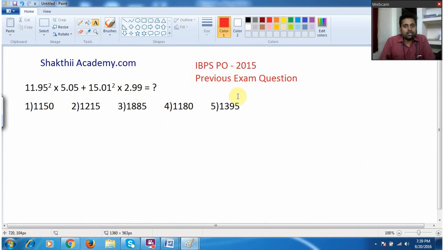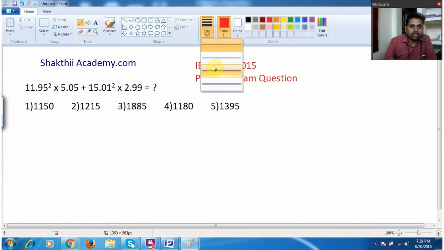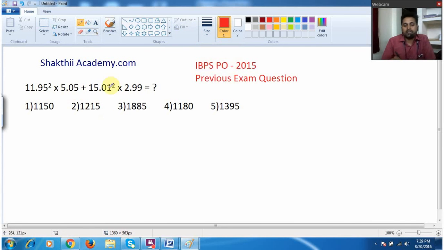See, this is a question. Again, it came in the year 2015 IBPS PO in prelims. This is again a previous exam question, and the previous question also actually came in the IBPS PO prelims 2015. Now we try to solve this in an easy way. Now I'll take up this number. See, it is given 11.95 square. What I do is, I wanted to convert, this is very clearly in the exam it is given, it is an approximate calculation. So they given under the approximate calculation.